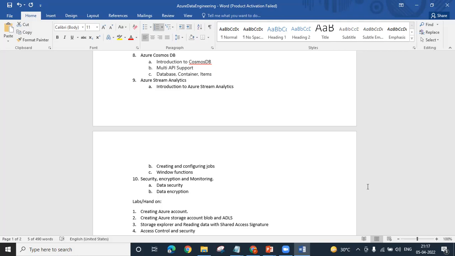He will write some code in SQL to transfer data, or he can write some code in Databricks to transform the data. So depending upon the project, the developer develops all these various pipelines.